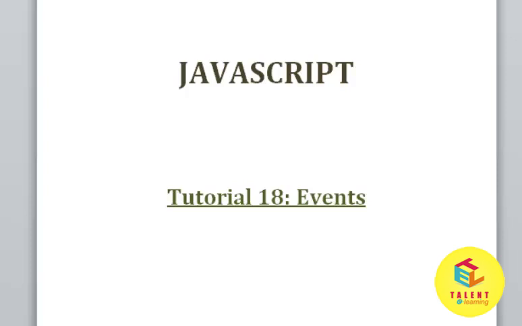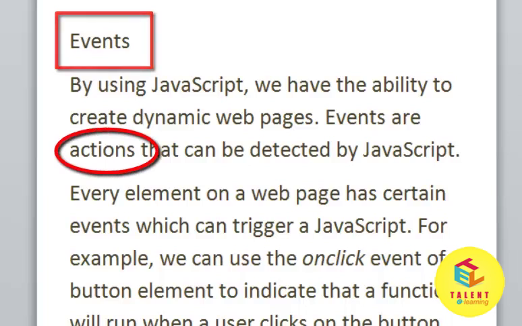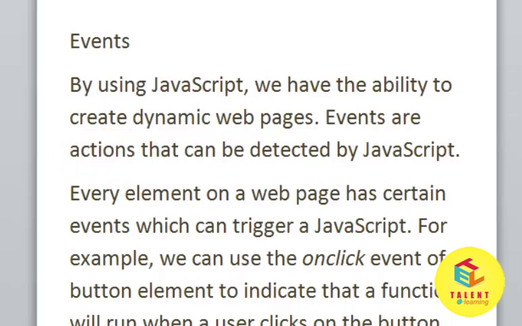In this tutorial, we will learn about events. By using JavaScript, we have the ability to create dynamic web pages. Events are the actions that can be detected by JavaScript. Every element on a web page has certain events which can trigger a JavaScript.